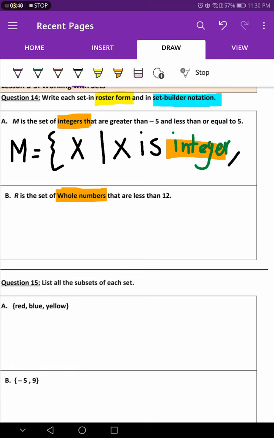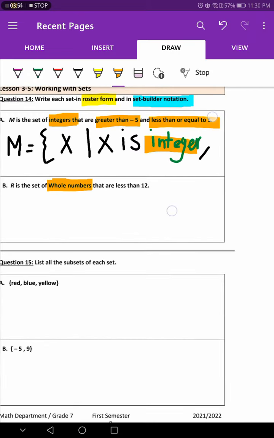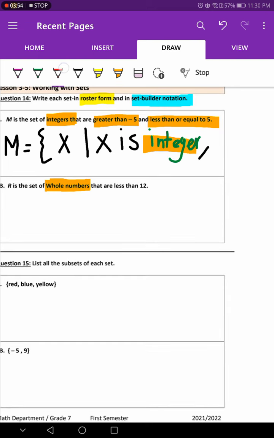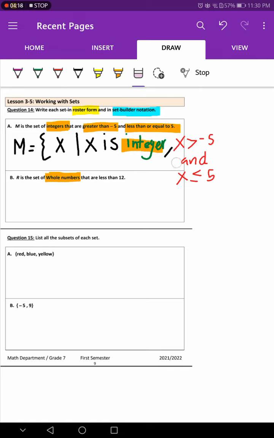Now I write the condition that is given here. x is greater than -5 and less than or equal to 5. Okay, now write x greater than -5. I will write it: x greater than -5 and, x also again, x less than or equal to 5. Okay, my dear student, let me write it beside.